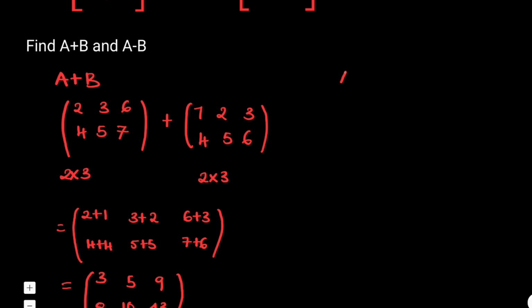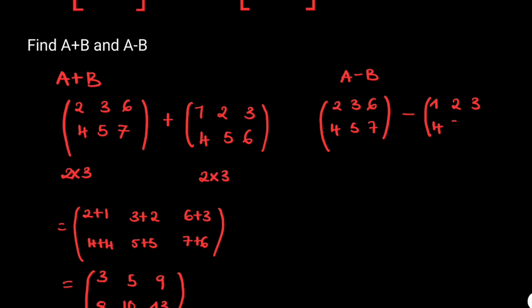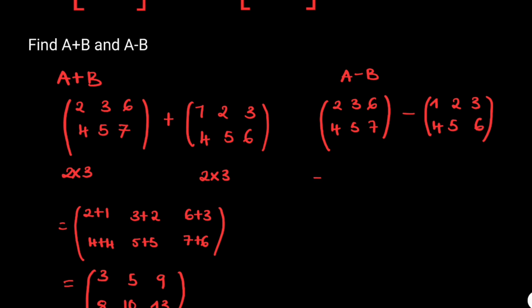So let's take the second case, which is A minus B. It's the same procedure. I'm just writing the matrices: 4, 5, 7 and 1, 2, 3, 4, 5, and 6. If we want to subtract these two matrices, it's the same thing. They have the same order, so we can subtract them. So again, we are subtracting corresponding entries.